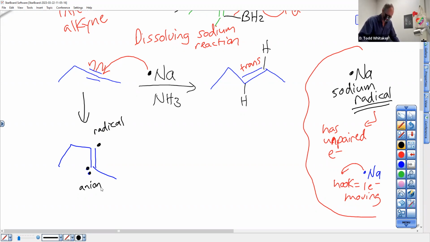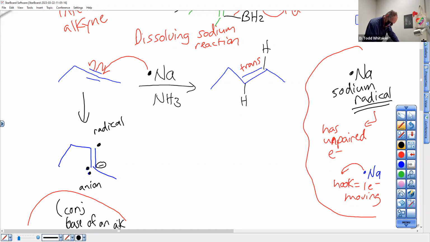You better show that. I want to point out that's the conjugate. These are notes again. Conjugate base of an alkene. That anion is the conjugate base of an alkene. So what kind of reaction is going to make the anion into an alkene that has its H? Acid base, that's what I wanted to hear.